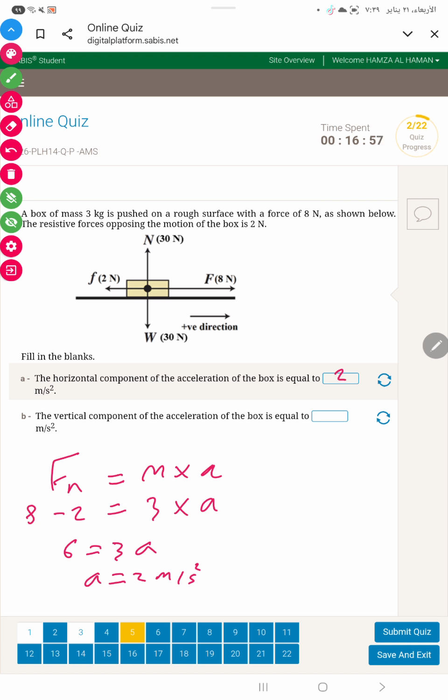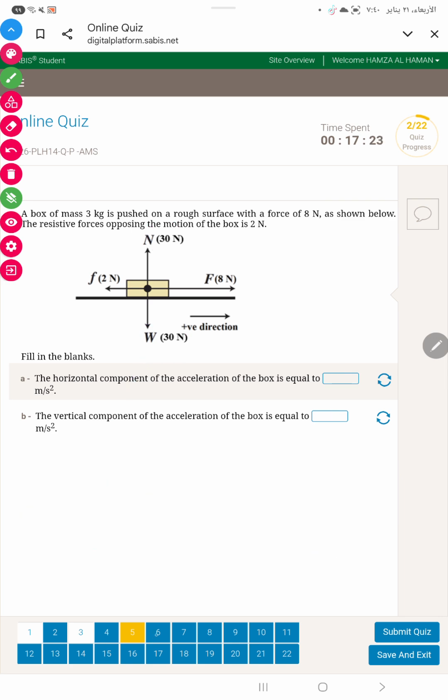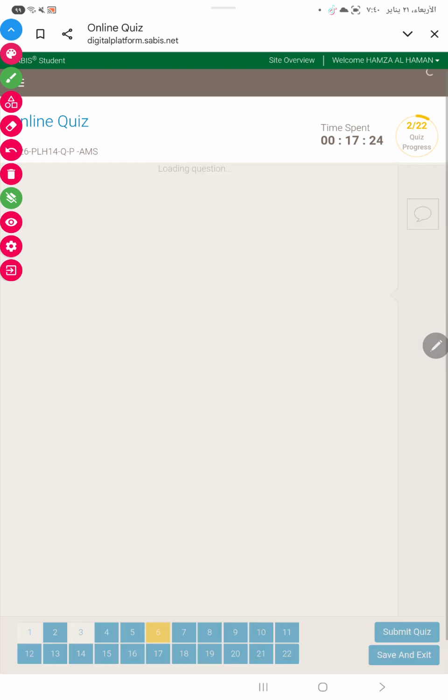The vertical component of the acceleration of the box is 0 because the resultant force vertically is 0. So if you plug 0 here, 0 is equal to mass times acceleration, divide by mass both sides, 0 by 3, you get acceleration equals 0 vertically. Question number 6 now.